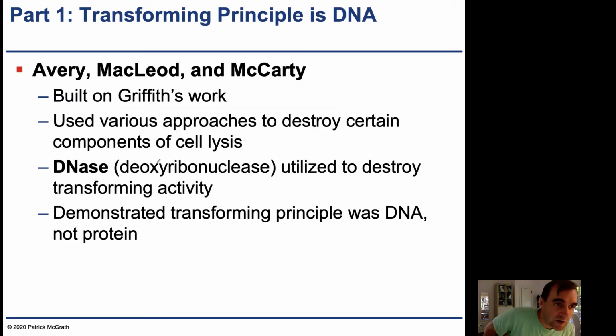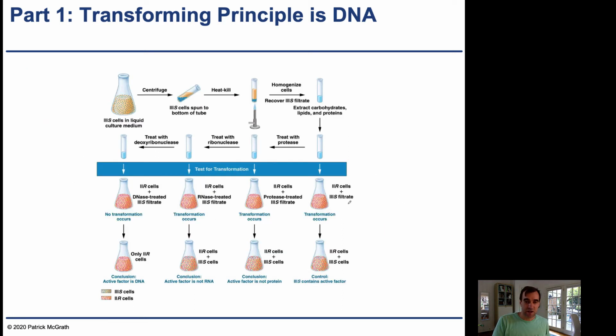So that was the first key experiment, and now Avery, McLeod, and McCarty built on this work. They used various approaches to destroy certain components of the cell lysate, and they found that DNase, utilized to destroy DNA, actually also destroyed the transforming activity. And so this was one of the first key experiments to suggest that the transforming principle was DNA, not protein or another component of the cell.